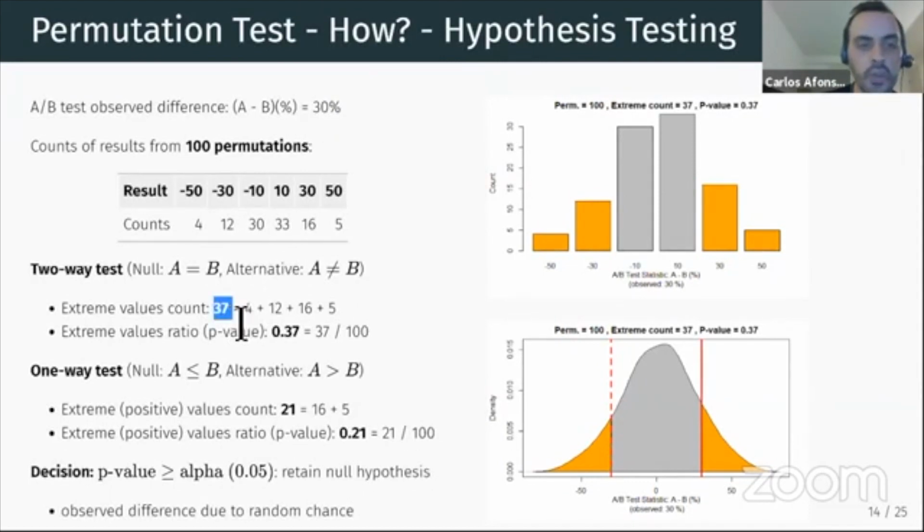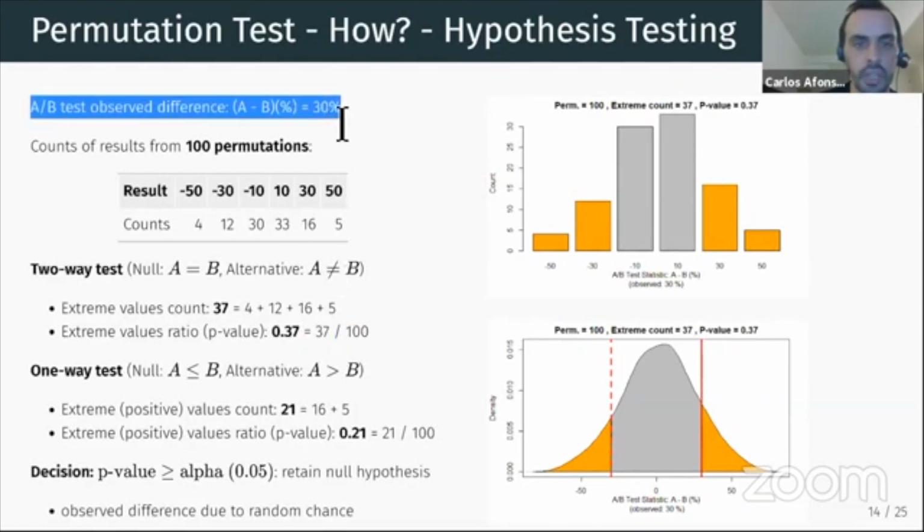The p-value now is just the ratio of the number of extreme values to the total number of permutations. So the p-value becomes 0.37 because it's 37 divided by 100. 37 is the number of values that are as extreme or more extreme than the 30% observed in the A/B testing.